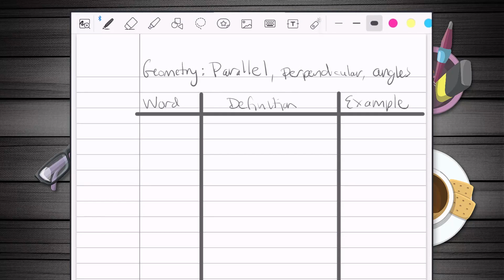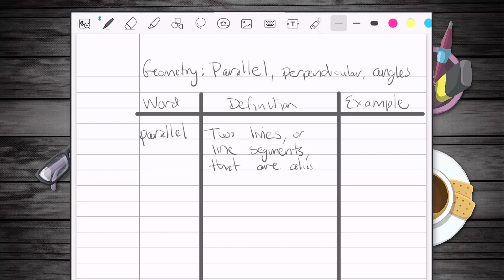So the first word we're going to look at, or the first term, is called parallel. P-A-R-A-L-L-E-L. I am not the best at spelling, so I hope that spelling it out loud is helpful for you. Parallel is 2 lines or line segments that are always the same distance apart, and they will never meet. A really good example that many people like to think about are train tracks. Train tracks are always the same distance apart from each other, and they will never meet.